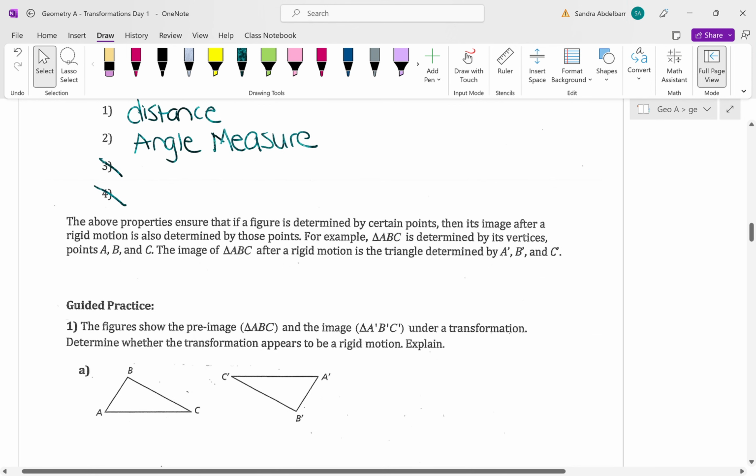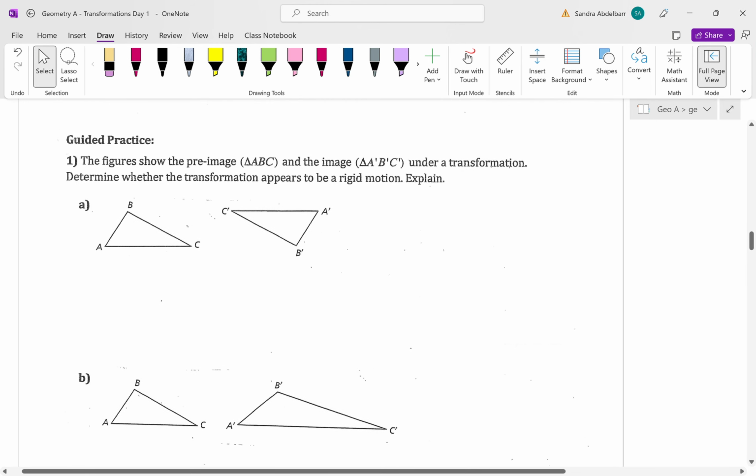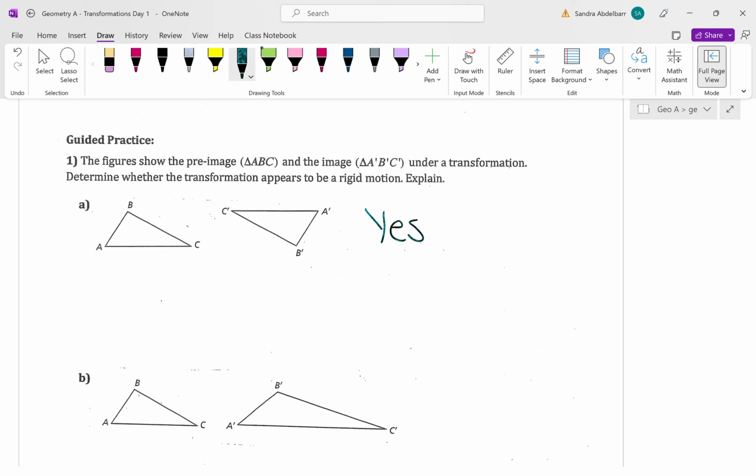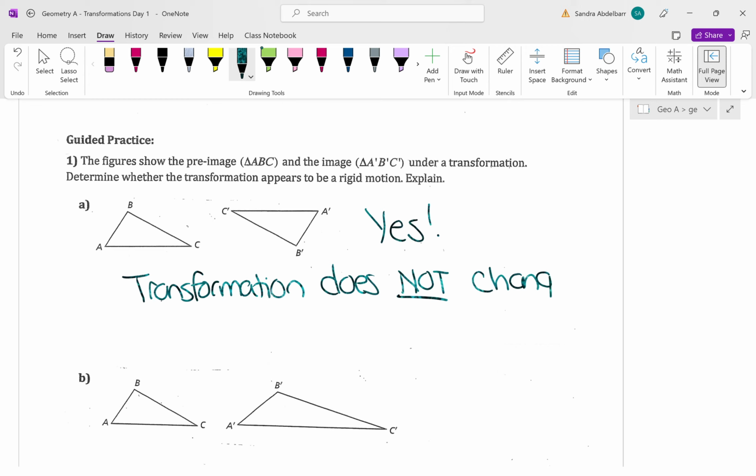Okay, so now we're just going to say, does this appear, we don't know for a fact, it's sort of like, does it look like it could be a rigid motion? So you tell me. Letter A? Absolutely. Didn't I just sort of rotate it? So yes, rigid motion. Transformation does not change the size or shape.